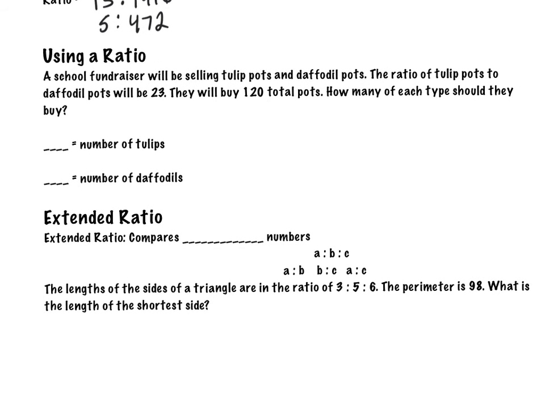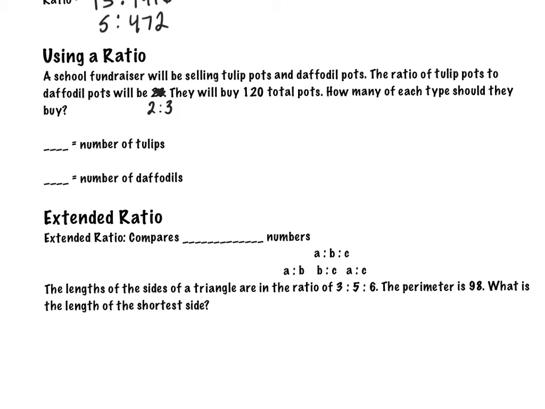All right, so sometimes we'll have a ratio and we'll have to use it. My ratio symbol disappeared somehow, so that should be 2 to 3, not 23. Here we're talking about selling tulips to daffodils. The ratio of tulip pots to daffodil pots will be 2 to 3, and they're going to buy 120 total pots.